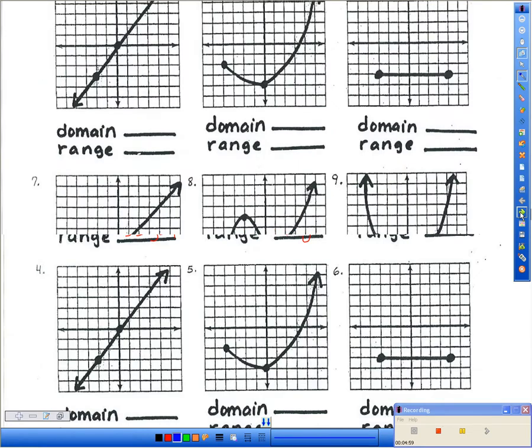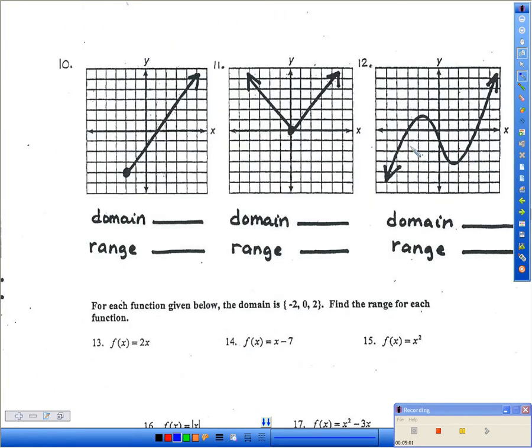Numbers 1 all the way over to 12 are similar to those. So just consider what is the farthest point to the left, what is the farthest point to the right, what is the farthest point up, what is the farthest point down when we're considering the domain and the range.